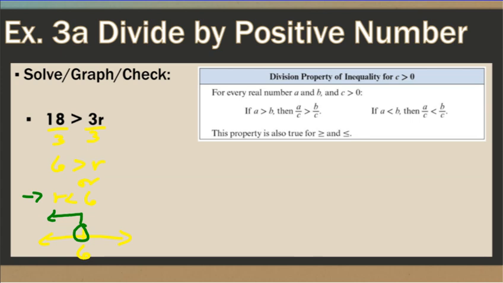I'll choose, let's just choose 5. So 18 has to be greater than 3 times 5. 18 is greater than 15. So my inequality is correct.